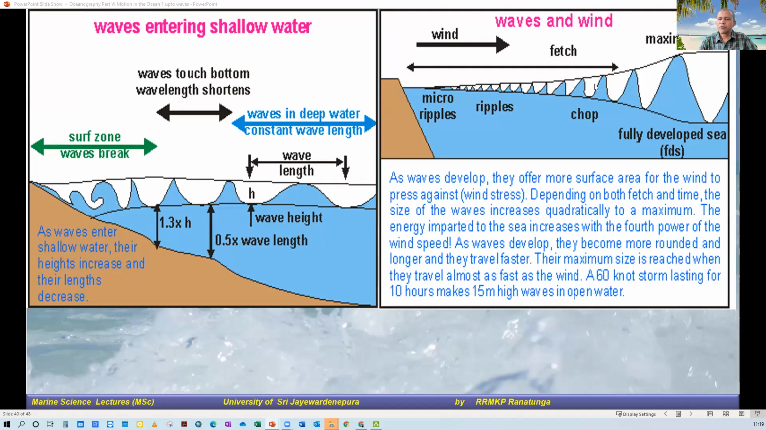But usually in the deep or offshore areas, we will have waves with a longer wavelength. Right? That's very typical. It's not like what you see on the beach, right? So that difference is also there.